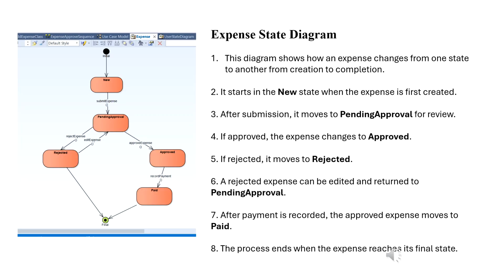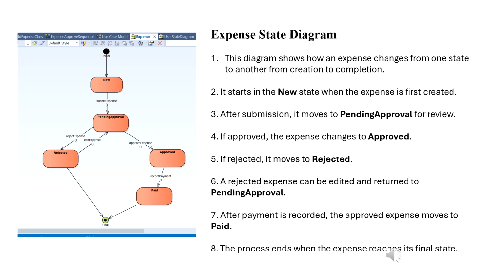Now I am explaining the expense state diagram. This diagram shows how an expense moves through different states from creation to completion. At the beginning, the expense starts in the new state when it is first created. After the user submits the expense, it moves to the pending approval state for review.